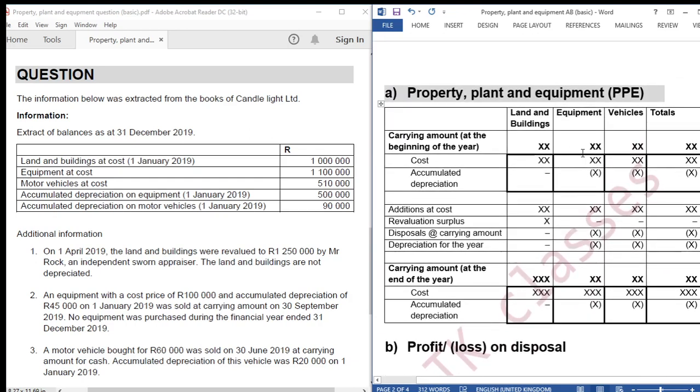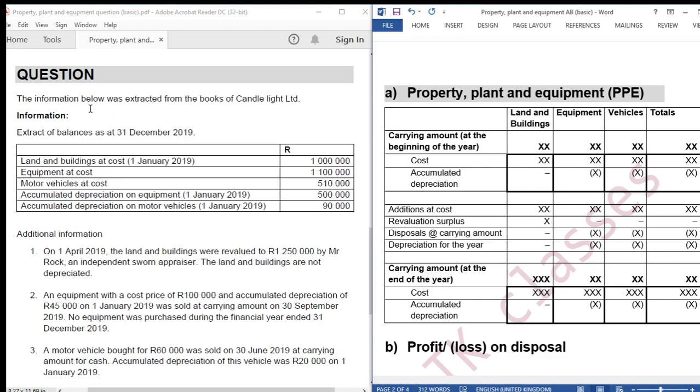Before we look at our question, we need to know the format of the property, plant and equipment. The PPE is divided into three parts, which are amounts at the beginning, movements during the year, and amounts at the end. Under amounts at the beginning, we have cost subtract accumulated depreciation is equal to carrying amount. Under movements during the year, we have additions at cost, revaluation surplus, disposals at carrying amount, and depreciation for the year. Under amounts at the end, we have cost subtract accumulated depreciation is equal to carrying amount.